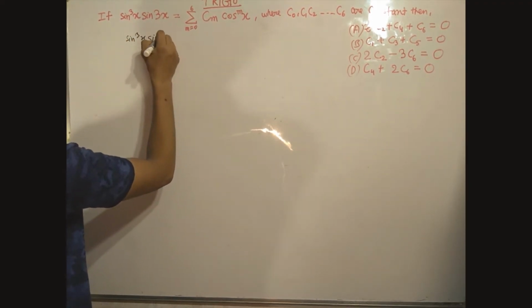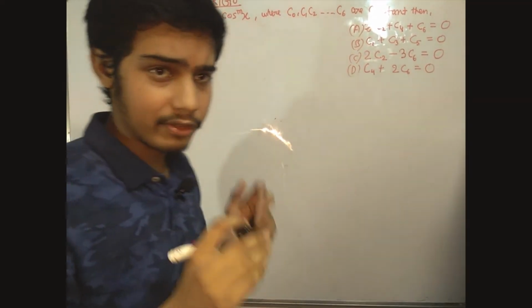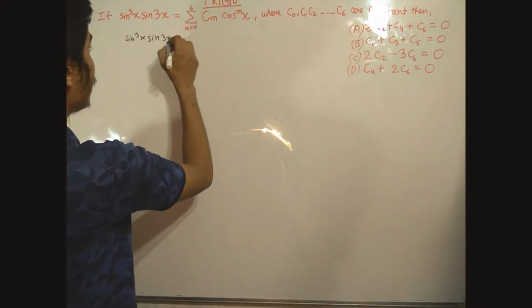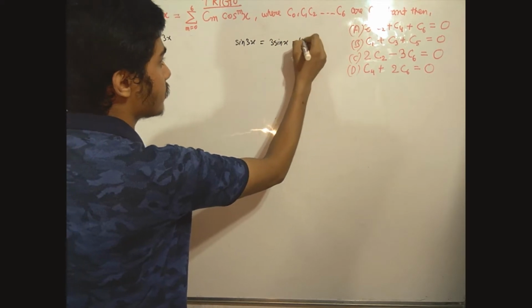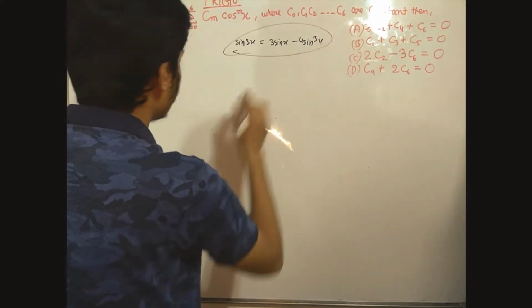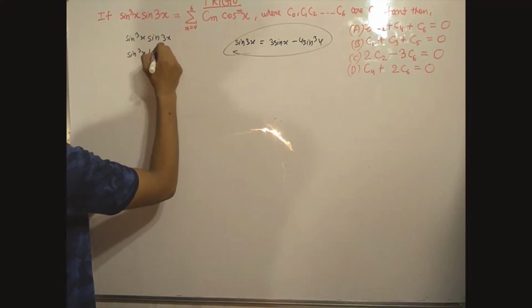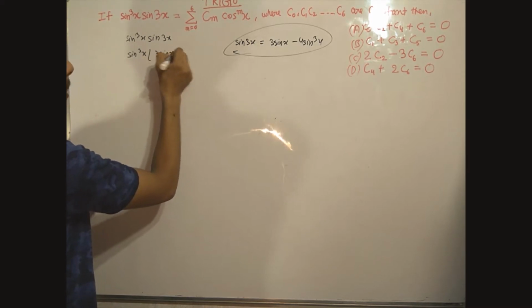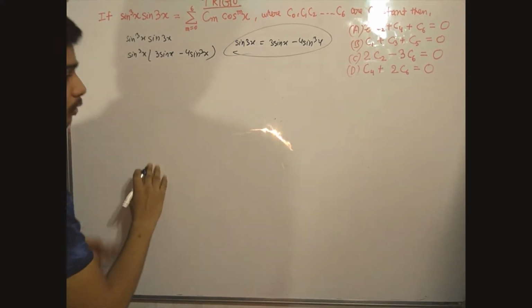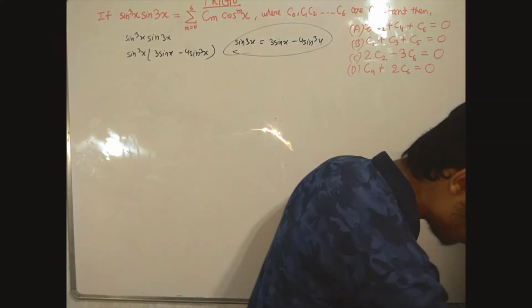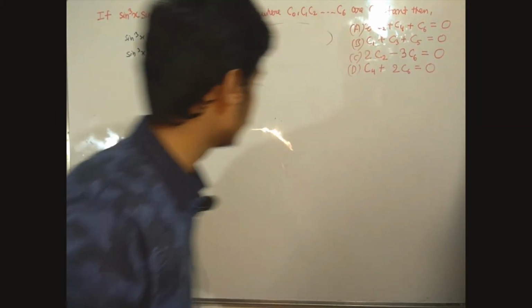Sin cube x multiplied by sin 3x. Firstly, we'll solve the LHS, the left hand side, whatever is written in the LHS. So we know the formula sin 3x equals 3 sin x minus 4 sin cube x. We will apply this formula here. After applying this formula, we'll write it as 3 sin x minus 4 sin cube x. Now we will erase this formula for the space.